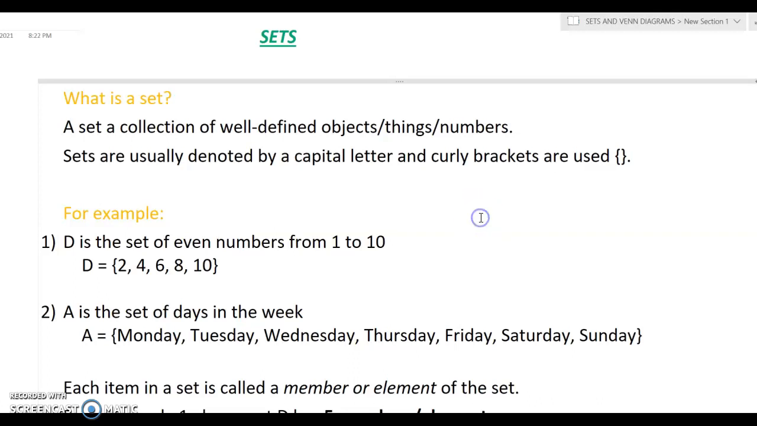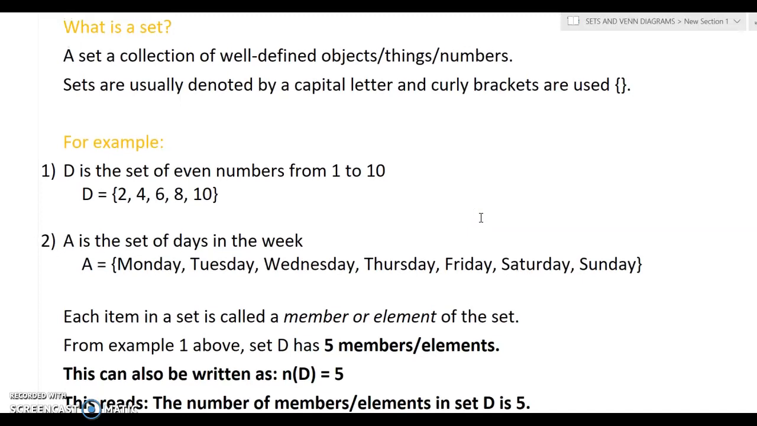So first of all, what is a set? A set is a collection of well-defined objects, things, or numbers. And sets are usually denoted by a capital letter and curly brackets. Now, I know the curly brackets have always been a problem for students, so I'm going to try and show you. Just do it like this, coming down like that, or however you get your curly brackets. It's not a normal curved bracket. We're not using that. Curly brackets.